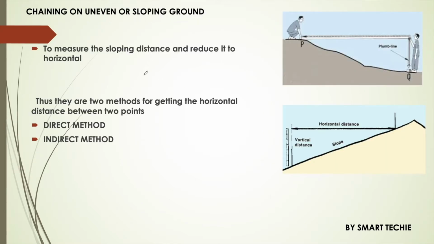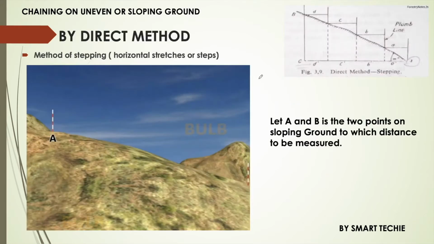If the ground is uneven or sloping, we cannot measure the horizontal distance between the 2 points directly. So, when we have an uneven or a sloping ground, the sloping distance between the 2 points is reduced to a horizontal distance. So the main concept is reducing the sloping distance to a horizontal distance. This procedure is carried out by two methods: one is the direct and one is the indirect method.